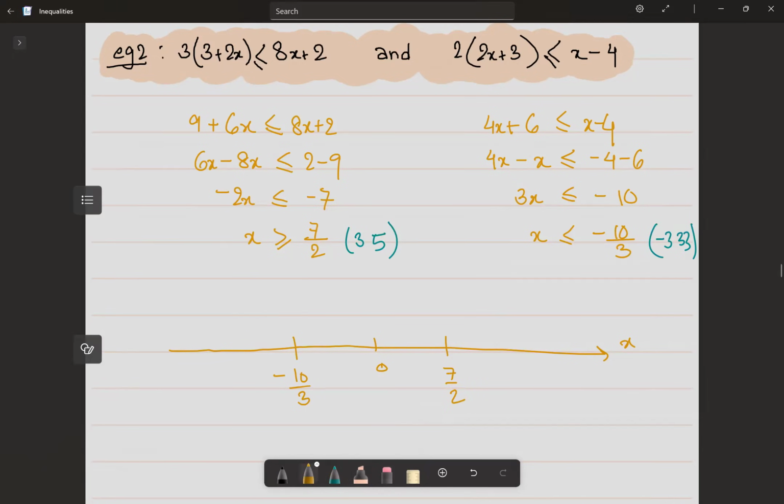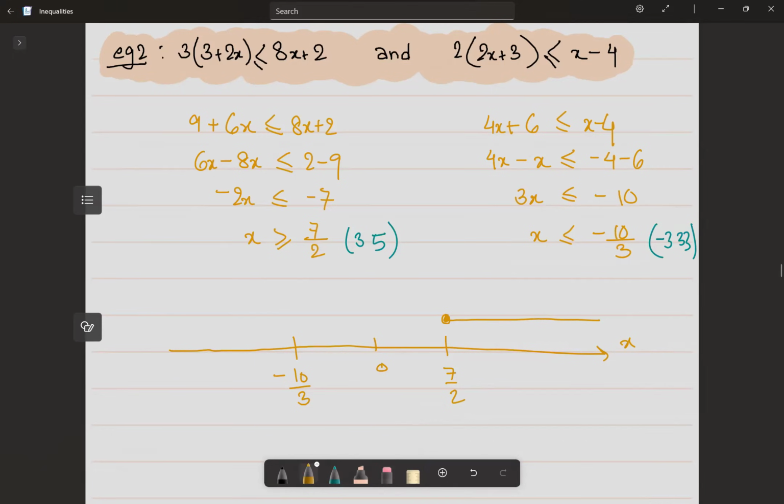So now if we represent both of these inequalities, for x is greater than equals to 7 by 2, 7 by 2 is the critical value. So we draw a filled circle for 7 by 2, and then x is greater than this value. So greater means on the right side. So we draw an arrow like this.